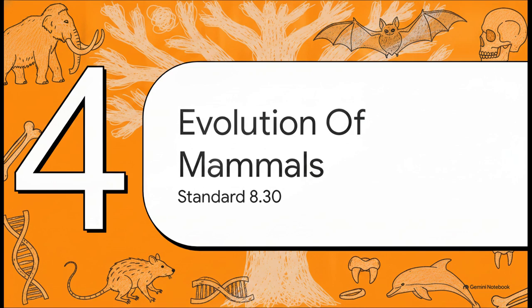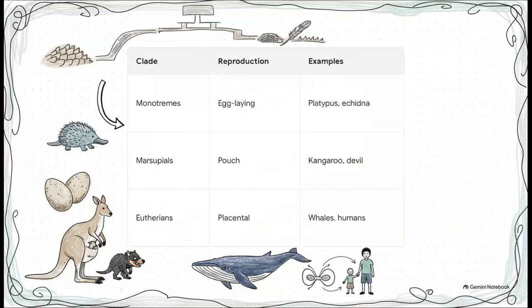Let's move on to Section 4, 8:30, Evolution of Mammals. Okay, we're shifting gears completely here. We are going way back to the other side of our original evolutionary tree, back to the synapsids. The synapsid lineage eventually gave rise to mammals. Today, living mammals are divided into 3 distinct clades, and they are distinguished strictly by their totally unique reproductive methods.